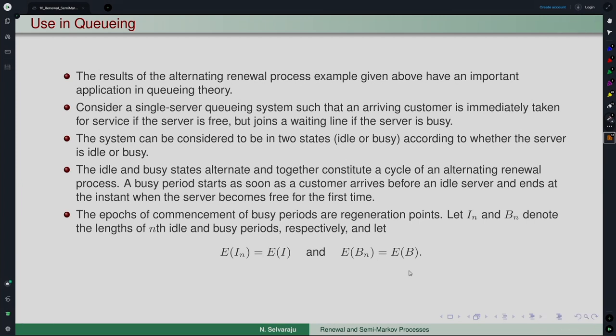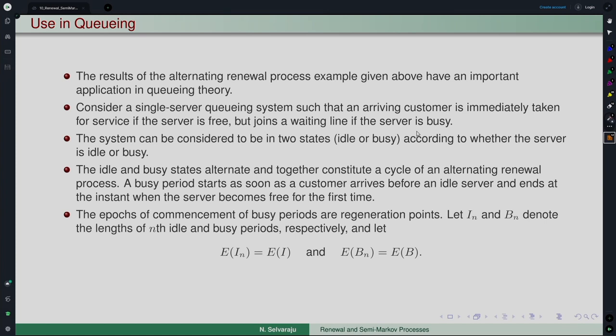Now, the results that we just stated have very useful applications in queuing theory. For example, you can consider a single server queuing system such that an arriving customer is immediately taken for service if the server is free, but joins a waiting line if the server is busy.